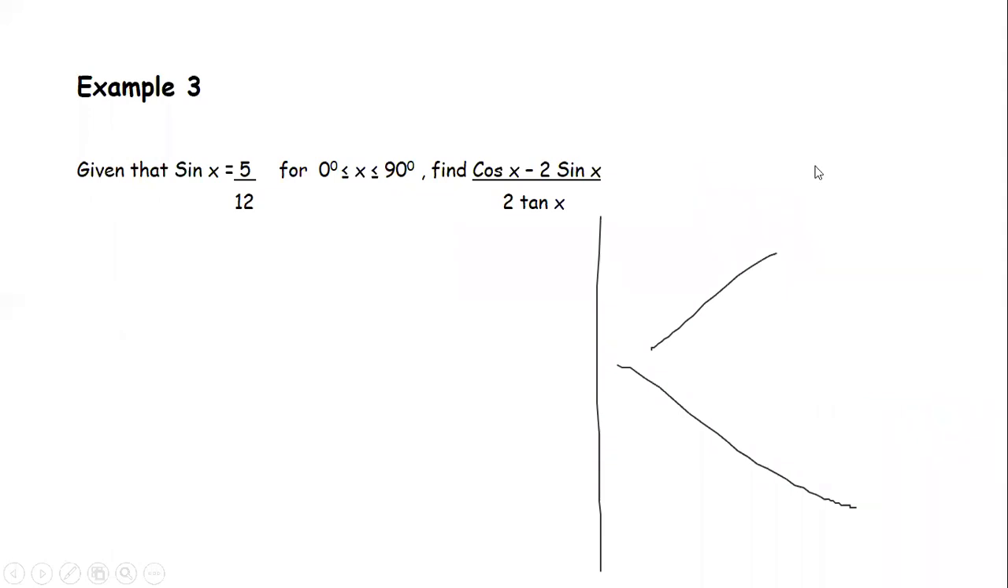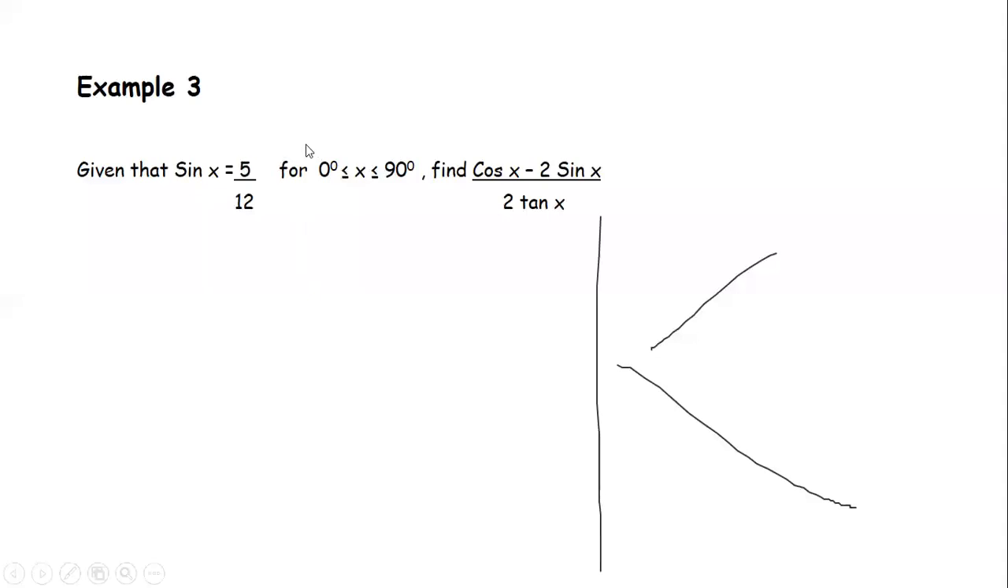Okay, I want us to quickly look at another example. The truth is that trigonometric problems can come in different forms. However, the fundamentals remain the same. So let's look at this question. We're told that sine x is equal to 5 over 12.